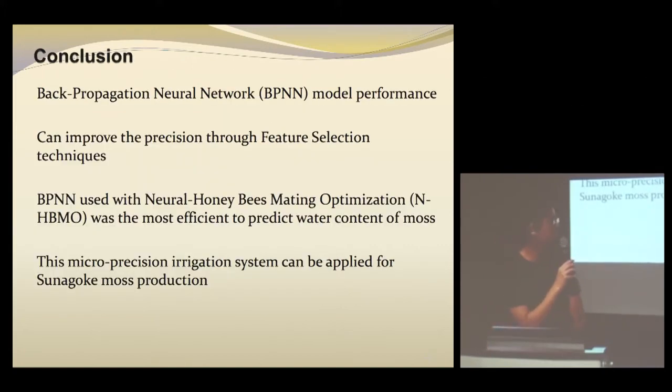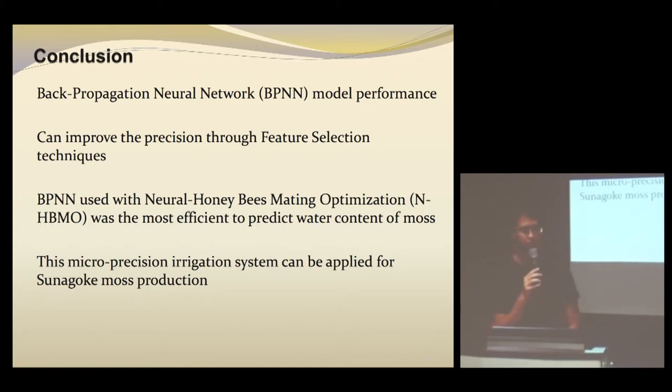So in conclusion, in the paper they could see the performance of the backpropagation neural network as the artificial neural network. They could see that it really works, and also they have proven that we can improve the precision through the feature selection techniques.